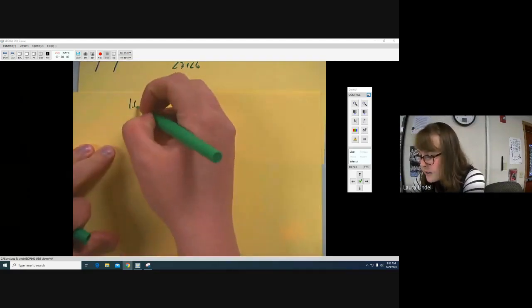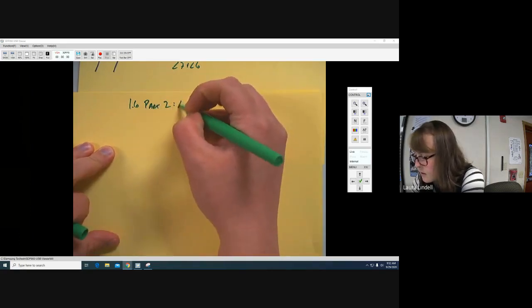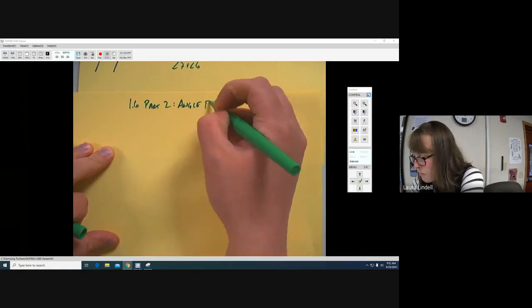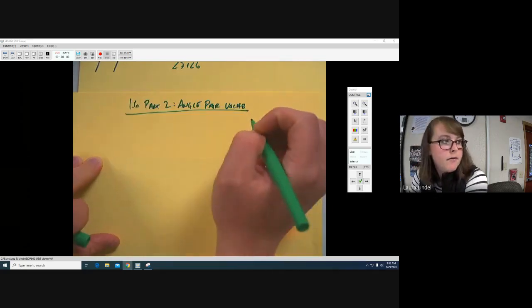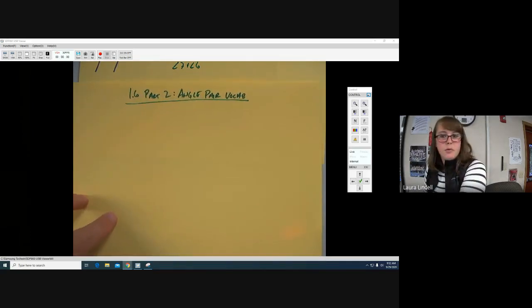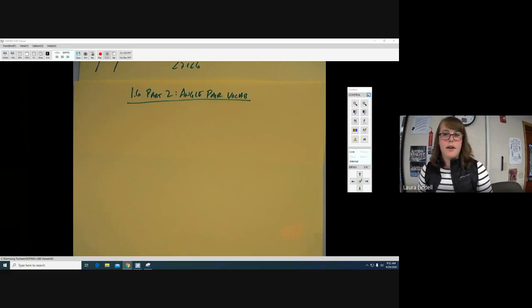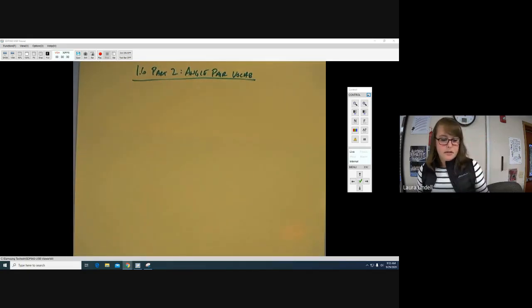Okay, this is like 1.6 part 2. This is more angle pair vocab. So we're going to kind of use the same vocab words that we used yesterday with our angle pair vocabulary. And then we're also going to add one to it. We're going to add angle bisector to the mix and talk about how we would use angle bisectors to solve for missing measures here. So here we go.